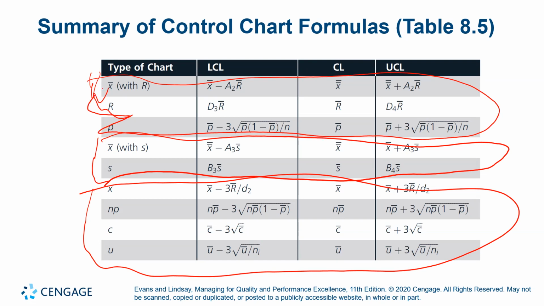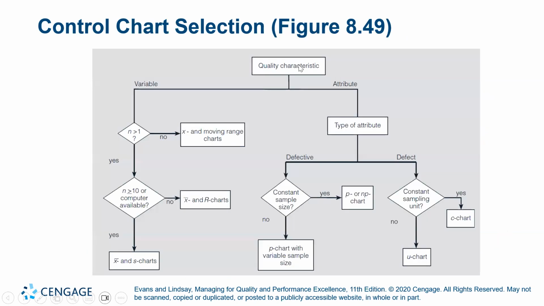It's good to have this table because it summarizes the equations for you. And this slide is also good because it tells you which chart to use. If you have variables, you use this left side. If you have attributes, you use this side. If n is greater than 1, you need to use X bar and R or X bar and S. If the sample size is greater than 10, use S, don't use R. If it is less, then use R.